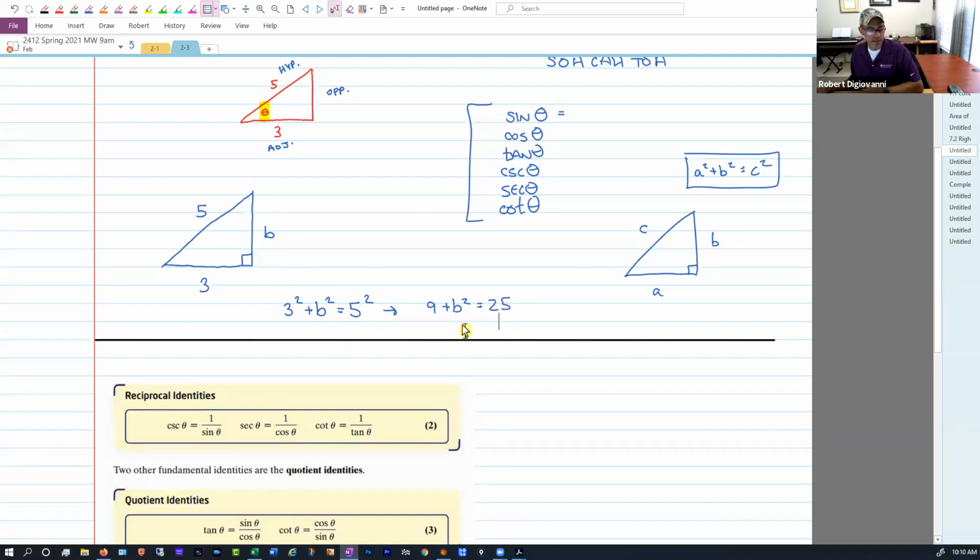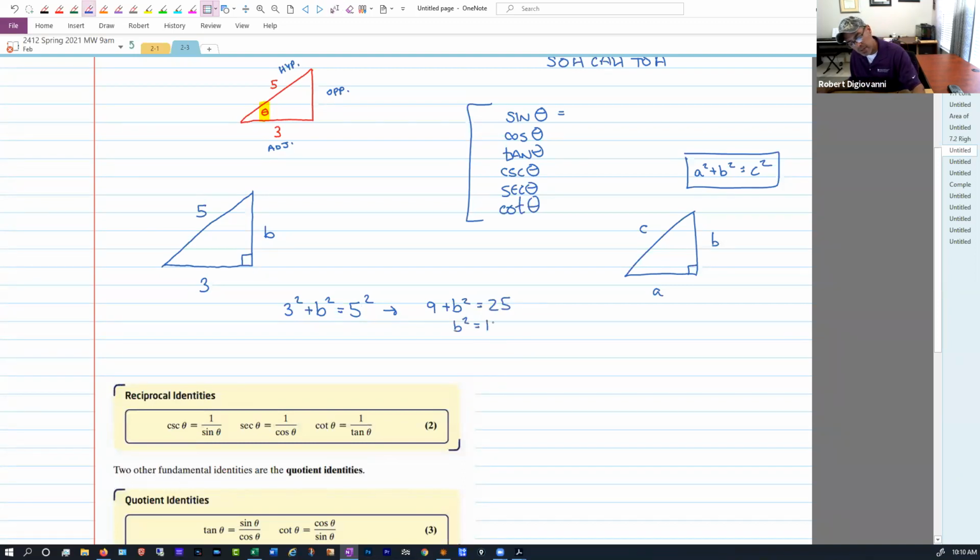I will subtract 9 from both sides, so B squared is 16. And then I take the square root on both sides. I get plus or minus 4. Now be careful, because when you take the square root on both sides, you have to do plus or minus. But I'm going to throw away the negative, because obviously B is the side of a triangle, which means that it has to be positive. So we're going to put 4 here.